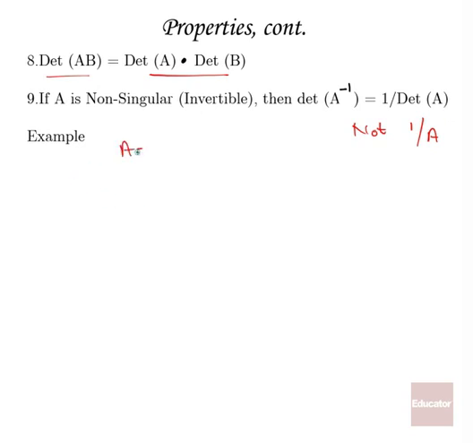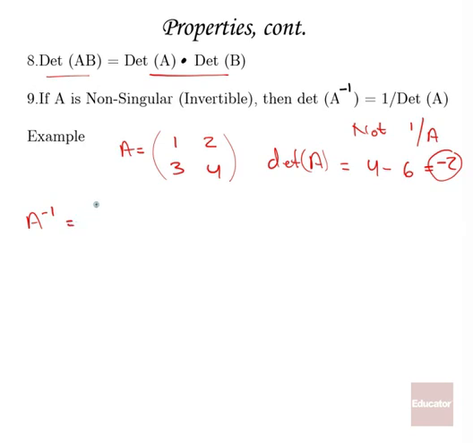We'll let A equal 1, 2, 3, 4. We know that the determinant of A is equal to 1 times 4, which is 4, minus 2 times 3, 6, equals -2. Now, when we use our math software to calculate the inverse of this matrix, we get the following: negative 2, 1, 3 halves, minus 1 half.